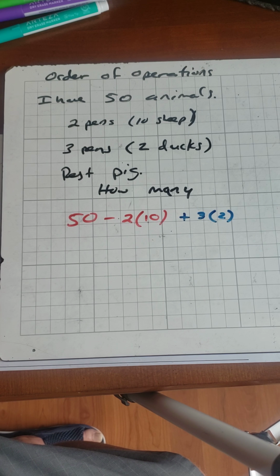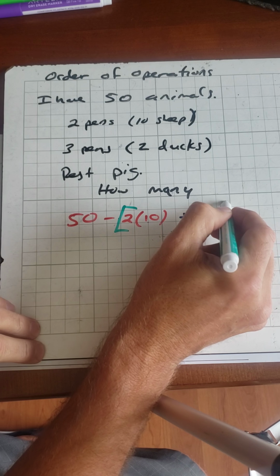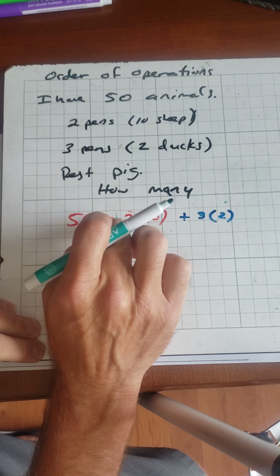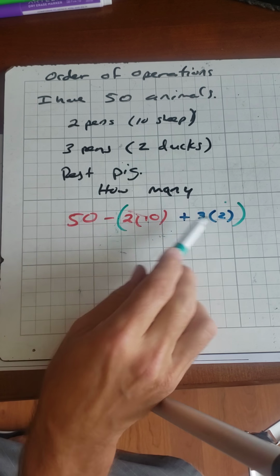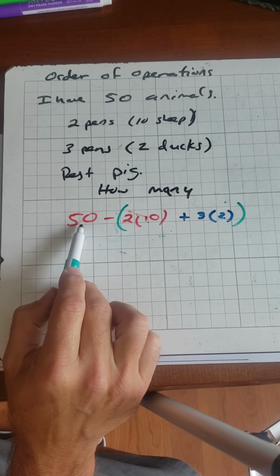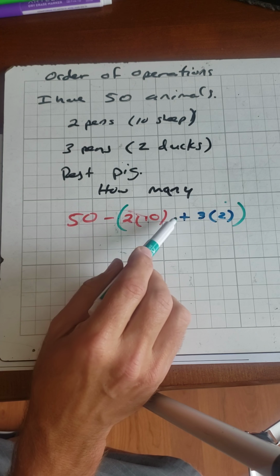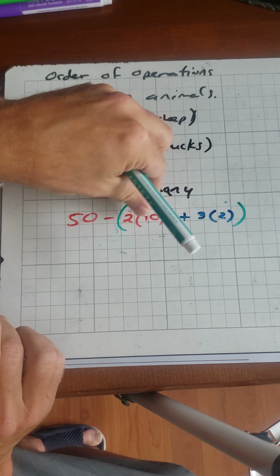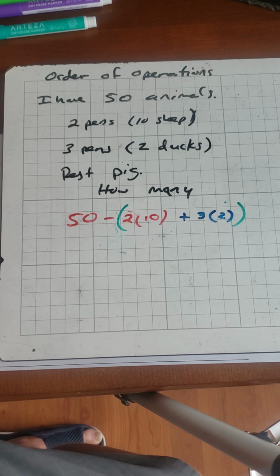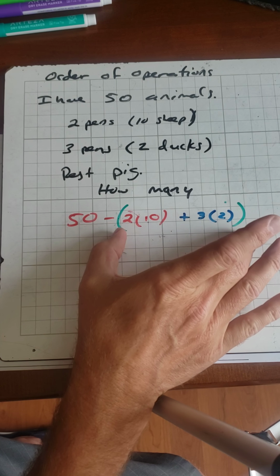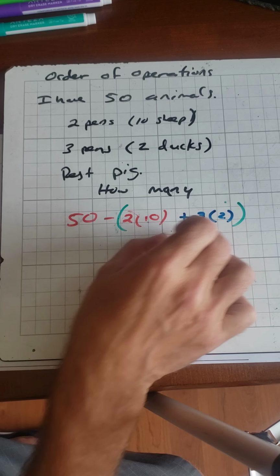So what I would need to do to figure this out is I would need to subtract, or actually let me do it like this, subtract this away from that. Okay, so I have my 50 animals, and then I'm going to subtract this away from that. So our order of operations tells us, by looking at this, what we have to do first. We've got to do this big old group over here first. And then inside of this group, we need to do these little subparts.